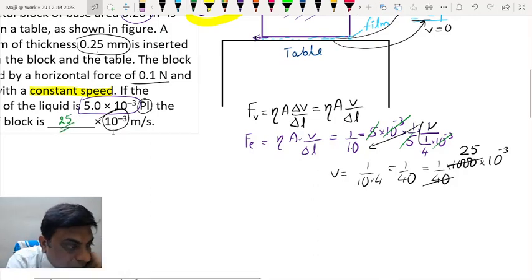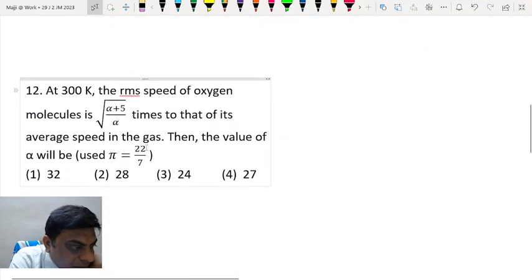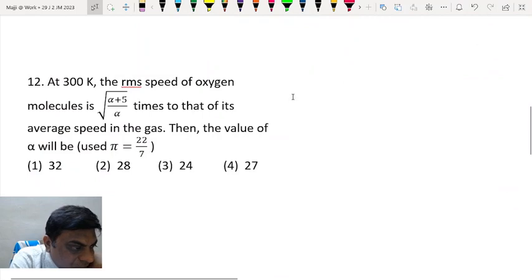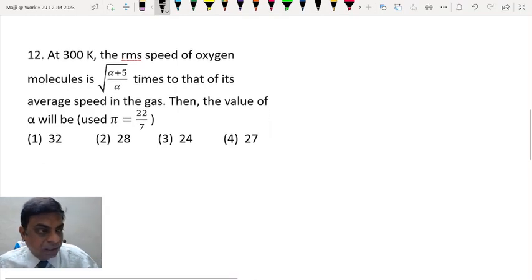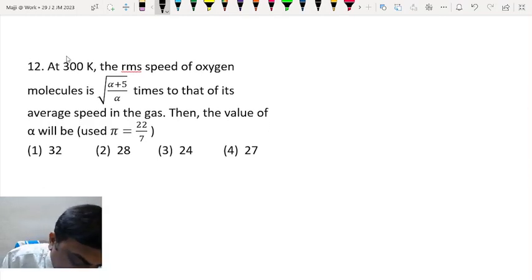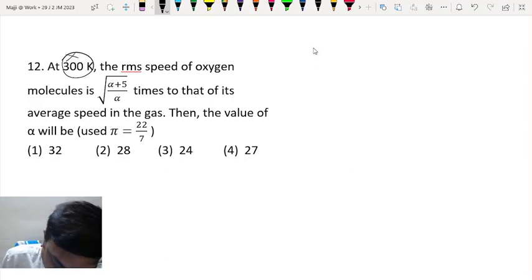Okay. Then let us move to the next question. At 300 Kelvin, the RMS speed of oxygen molecules is this much times that of the average speed in the gas. Then the value of it. Now, first of all, students, you have to understand that it has nothing to do with the temperature. Temperature is redundant. That is, it has nothing to do with the solution.